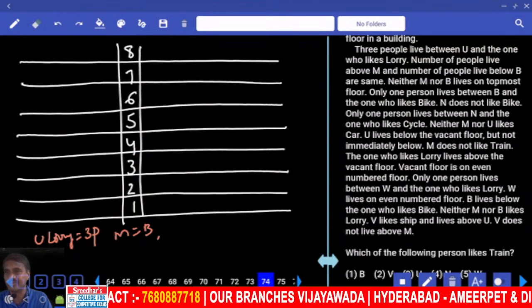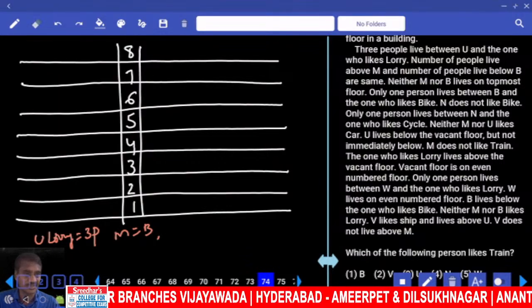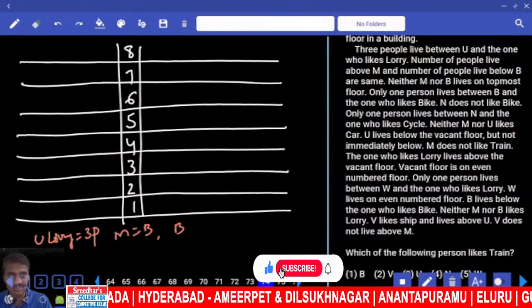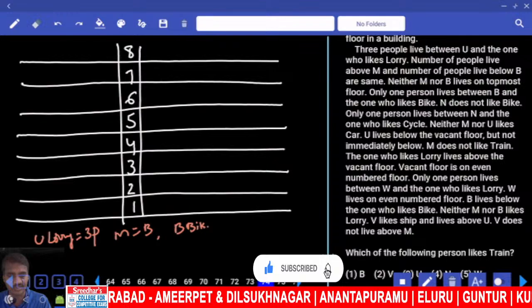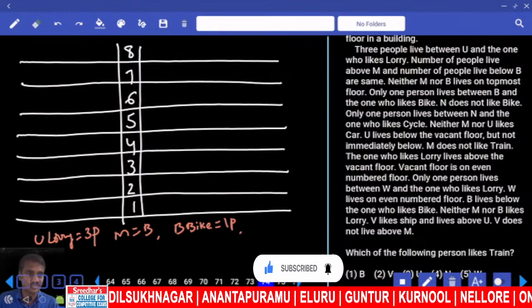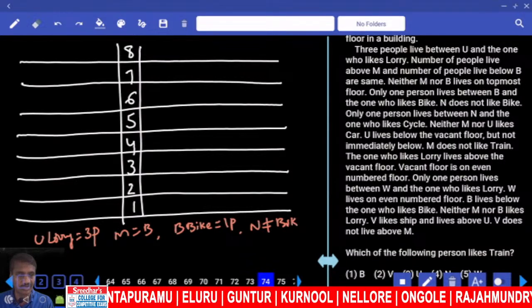M and B cannot be in the first and the 8th. Clear? First and the 8th. Next one, only one person between B and the one who likes bike. Between B and the one who likes bike, there is exactly one person. And N does not like bike. N bike is ruled out.